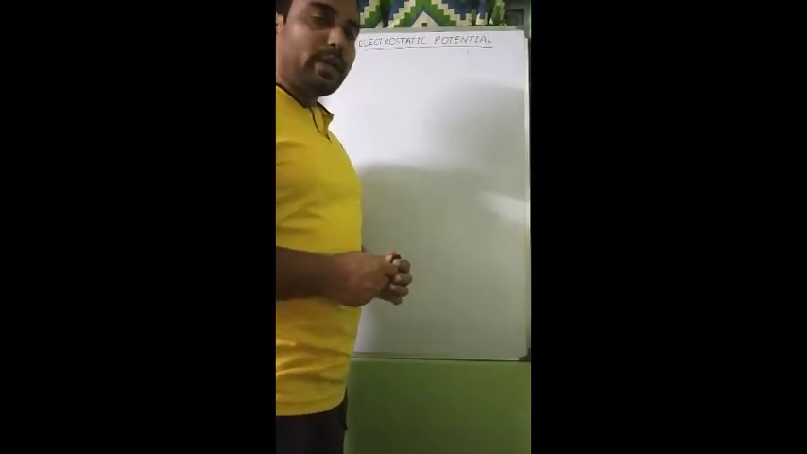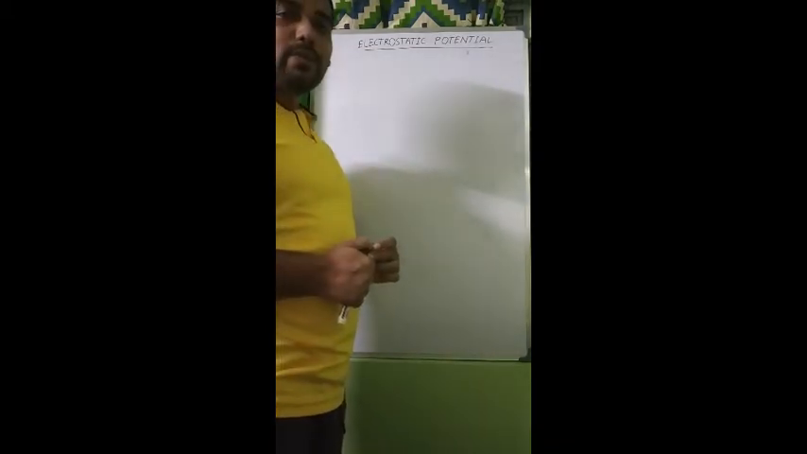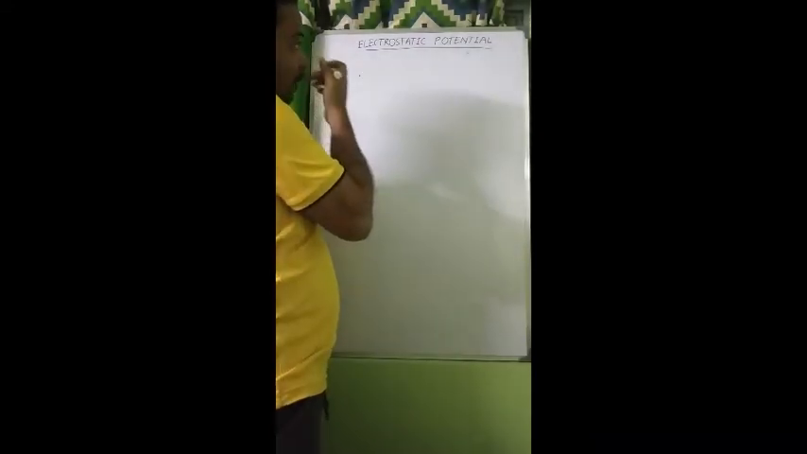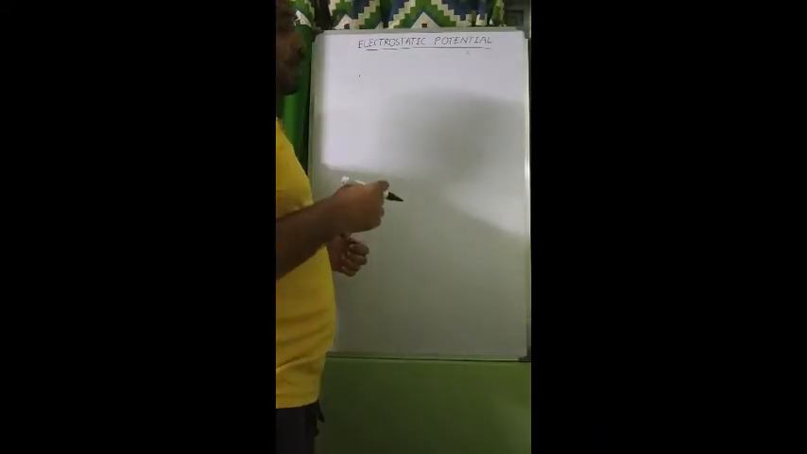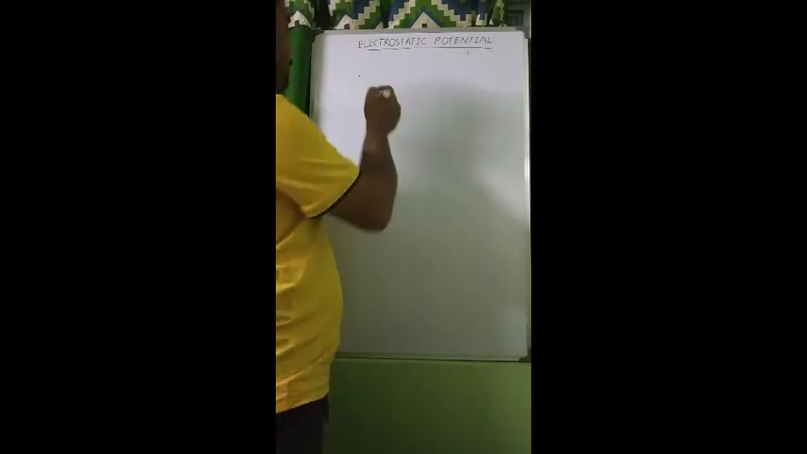Okay, so we'll discuss electrostatic potential. Electrostatic potential is the scalar form of electric field intensity. We can find electrostatic potential by considering the mathematical formula: the work done to bring a positive unit charge from infinity to a point.